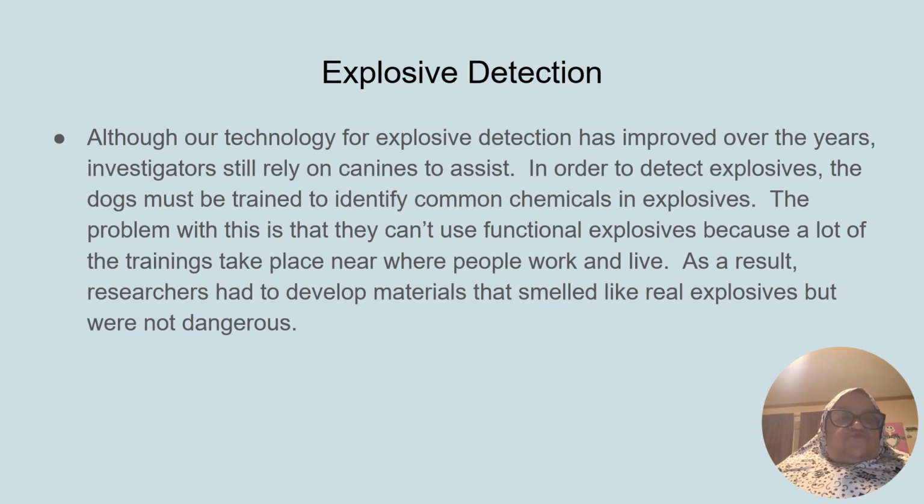Although our technology for explosive detection has improved over the years, investigators still rely on canines to assist in detection. In order to detect explosives, the dogs must be trained to identify common chemicals found in explosives. There is a problem with this, however, and that is that they cannot use functional explosives because a lot of the training areas take place near where people live and work. As a result, researchers have had to develop materials that smell like the real explosives but were not as dangerous.